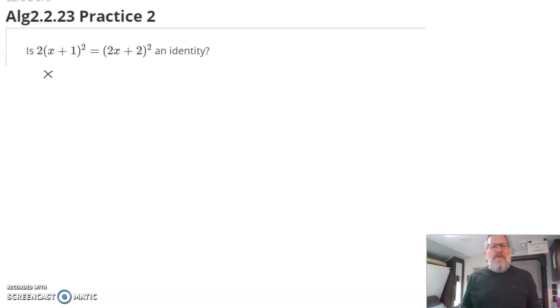Let me just see if I can practice by doing one value. Many students plugged and chugged x equal 1 when I looked at the homework. Let's take a look, okay? So on the left-hand side, 2 times (1 plus 1) squared. Does that equal, question mark, 2 times 1 plus 2 squared?